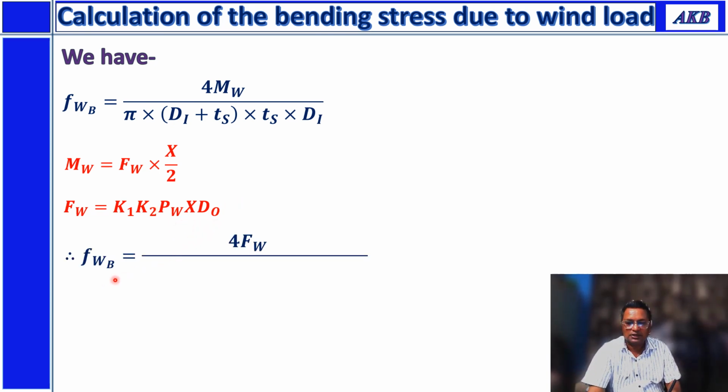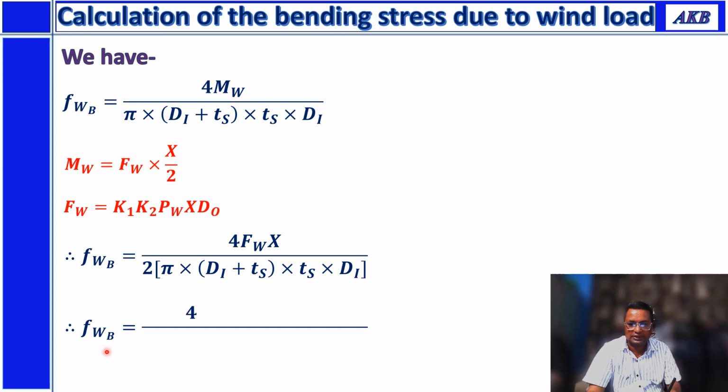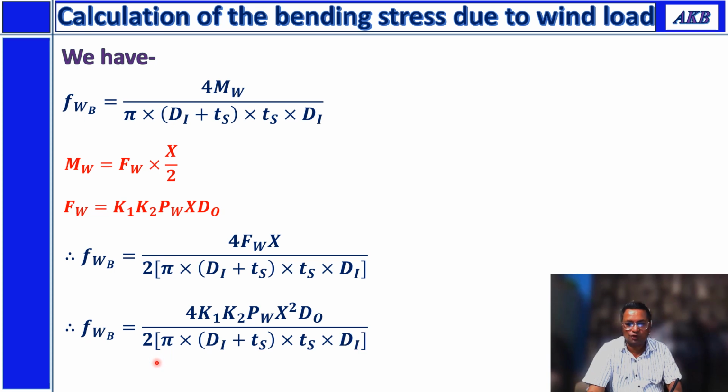So if you use first equation for Mw in this equation, you get Fwb is equal to 4 Fw into x divided by 2 into pi into (Di plus ts) into Di. And then when you use equation for Fw, you get this expression for Fwb, that is stress due to wind at the bottom. So this will be a bending stress due to wind pressure. So this will be 4 K1 K2 Pw x square Do divided by 2 into pi into (Di plus ts) into Di.